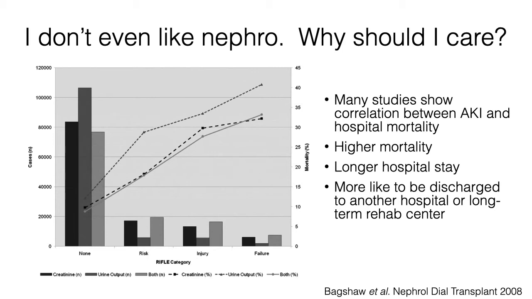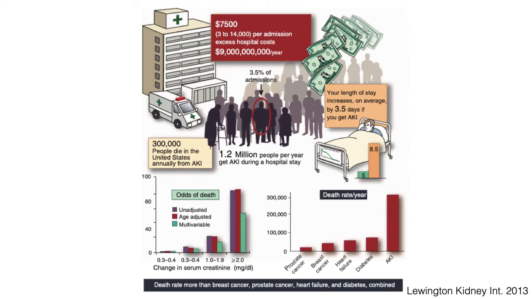A few years ago, a number of studies showed that there was a significant correlation between AKIs as well as hospital mortality and length of hospital stay. Patients with acute kidney injuries were also more likely to be discharged to another hospital or rehab center following their admission. Acute kidney injuries also cost the system a lot of money. This is data that's a bit older and from the United States, but shows that almost $9 billion a year in healthcare costs are associated to acute kidney injuries. And again, as shown in the earlier study, associated with a higher rate of morbidity or mortality, particularly exaggerated with the degree of kidney injury.